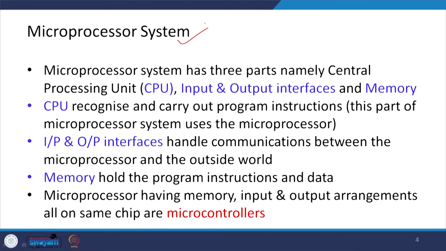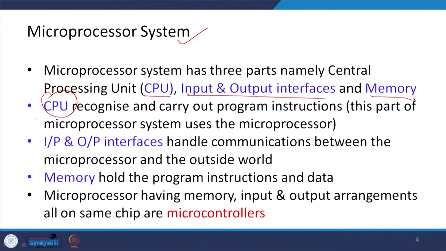Now let us look at the microprocessor system. A microprocessor system has essentially three main parts: the central processing unit, which we call in short the CPU, input and output interfaces for interacting with the microprocessor, and memory. These three are the principal components of a microprocessor system.